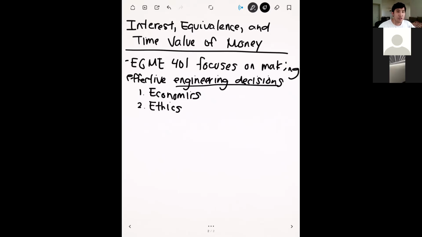So we'll go over several stories like that, but we'll save that towards the end of the class. So not only do you need to consider, of course, the science, but you need to consider economics and ethics. And in this first part of the class, we're going to focus on economics. Okay.